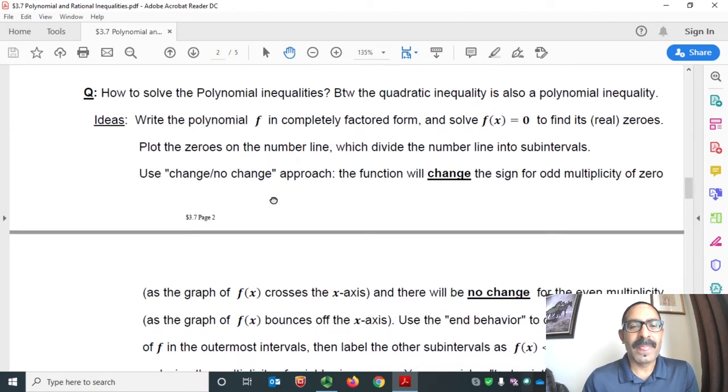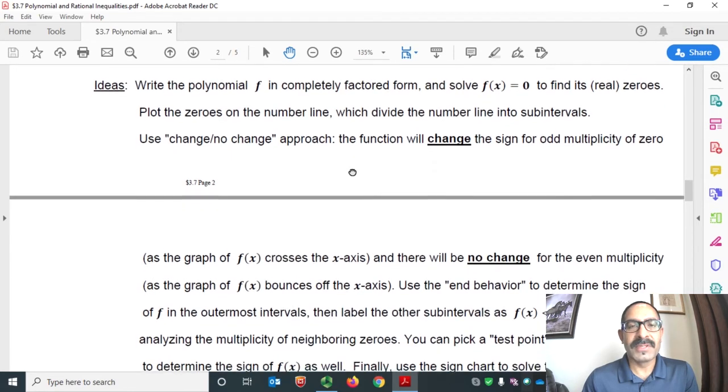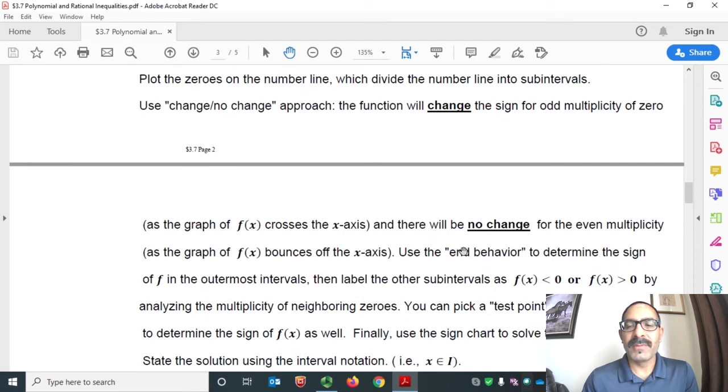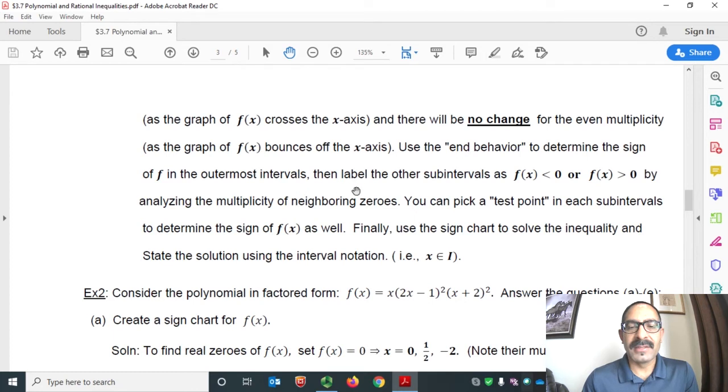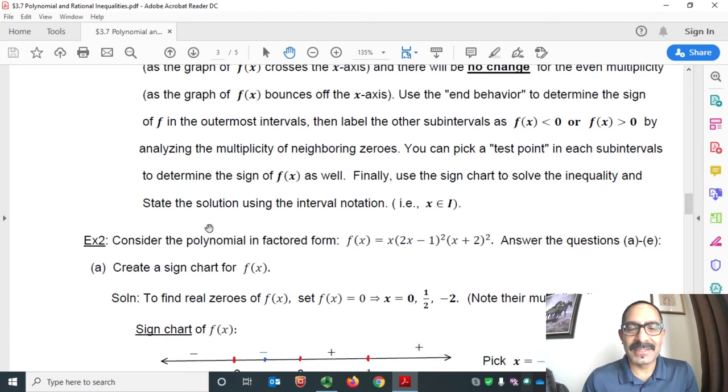Ideas? Yes, hold on. Write the polynomial in completely factored form and solve f(x) equals 0 to find the real zeros. Plot the zeros on the number line, which divides the number line into a bunch of subintervals. Then use the change and no change approach. The function will change sign at zeros of odd multiplicity, and there will be no change for zeros of even multiplicity. Use the end behavior to determine the sign of f in the outermost intervals, then label the other subintervals as f(x) negative or f(x) positive by analyzing the multiplicity of neighboring zeros. You can pick a test point in each subinterval to determine the sign of f(x) as well. Finally, use the sign chart to solve the inequality and state the solution using interval notation.